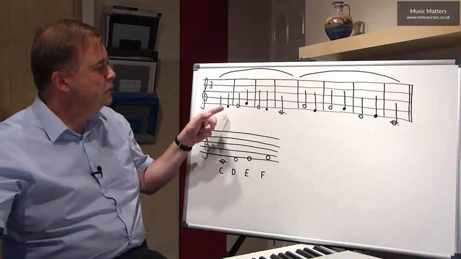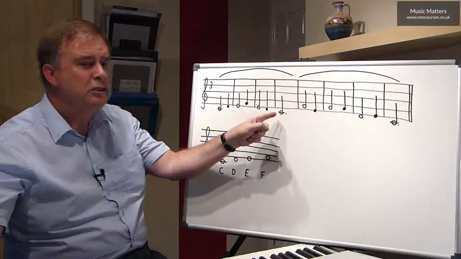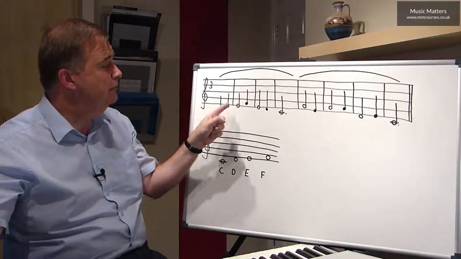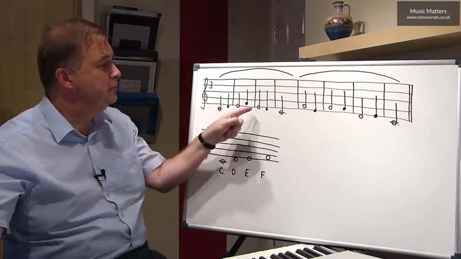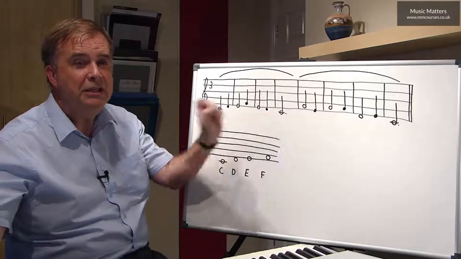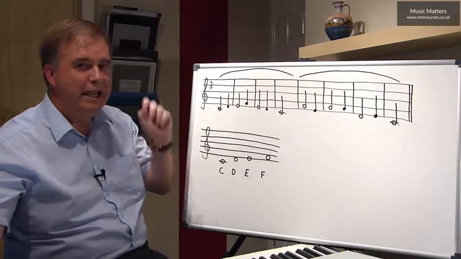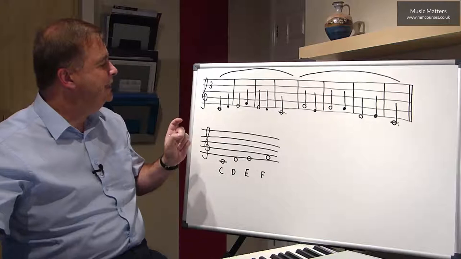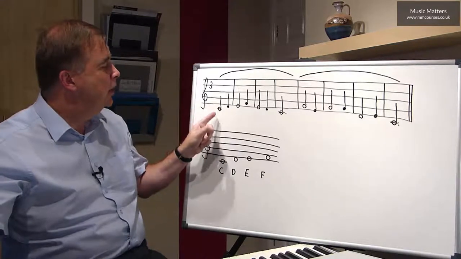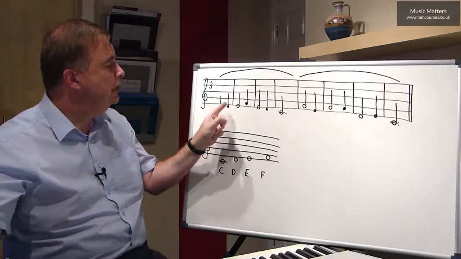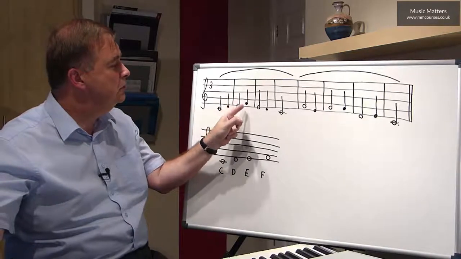So we've got minims and crotchets, and we've got dotted minims. Remember, one beat for the crotchet, two beats for the minims, three beats for the dotted minims. I'll count in three. One, two, three. One, two, three.